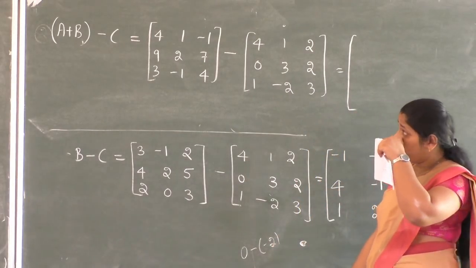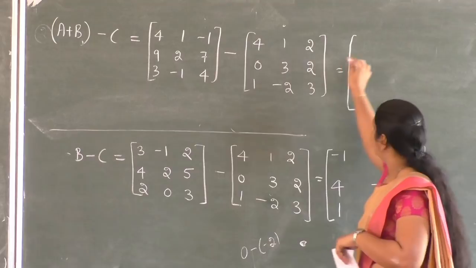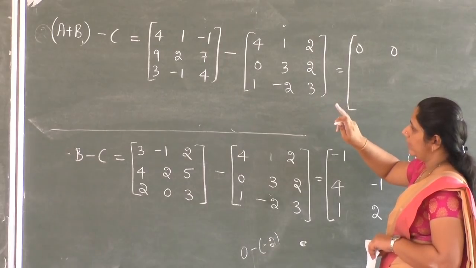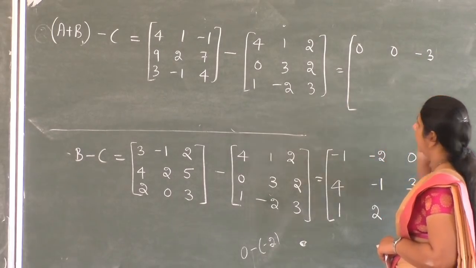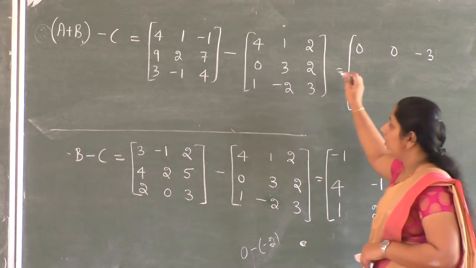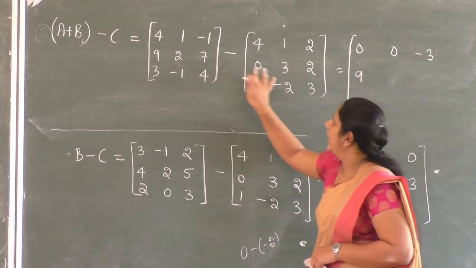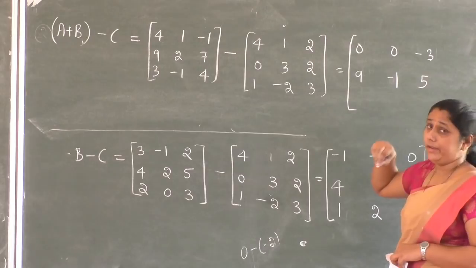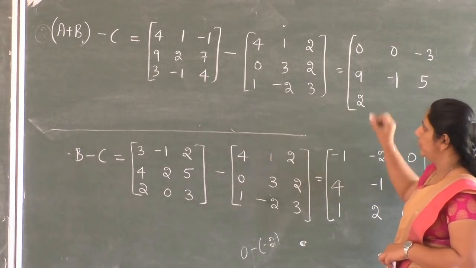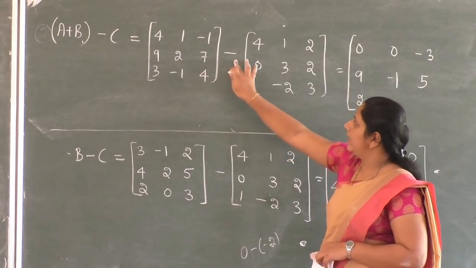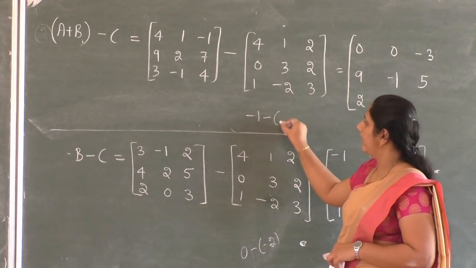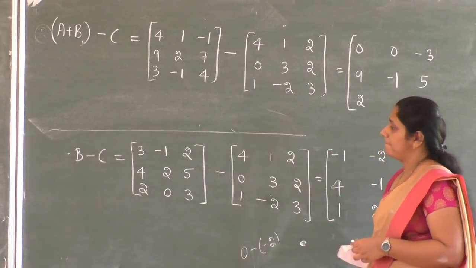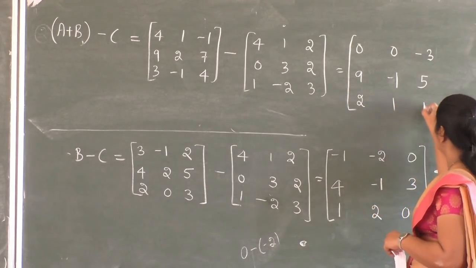So now we have to subtract these two matrices, that is 4 minus 4 is 0, 1 minus 1 is 0, minus 1 minus 2 is minus 3, 9 minus 0 is 9, 2 minus 3 is minus 1, 7 minus 2 is 5, 3 minus 1 is 2, 2 minus 1 is 1, and minus 1 minus of minus 2 means minus 1 plus 2, so plus 1, and 4 minus 3 is 1.